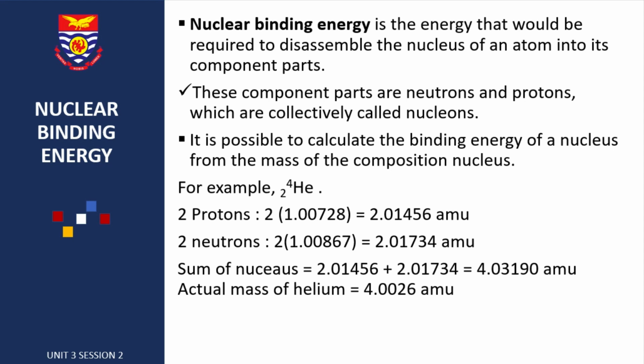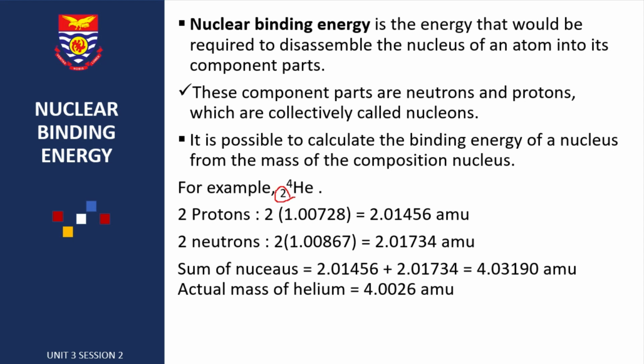It is always possible to calculate the binding energy of a nucleus if you have the mass of the nucleus and the mass of the components of the nucleus. For example, if you have a helium atom and we have to calculate the binding energy, the energy that is required to disassemble the nucleus, then we need to know the mass of the subatomic particles of the nucleus. We need to know the mass of a proton, which is given as 1.00728. And since there are 2 protons in the helium atom, we multiply that mass by 2.